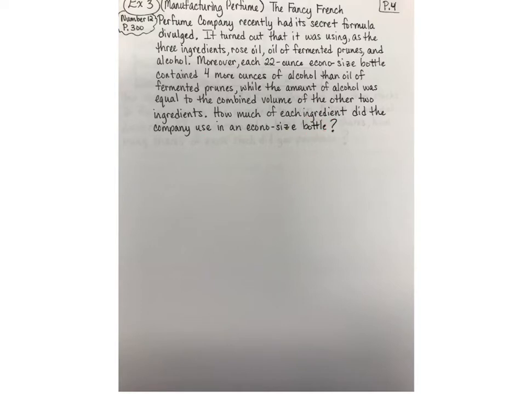So first we have to write down our unknowns, and then we have to pick apart this problem and figure out what we need. Okay? So again, our question says, how much of each ingredient did the company use in an econo-sized bottle? So what things don't we know? So our unknowns are the number of ounces of rose oil. So we're going to let that be X.